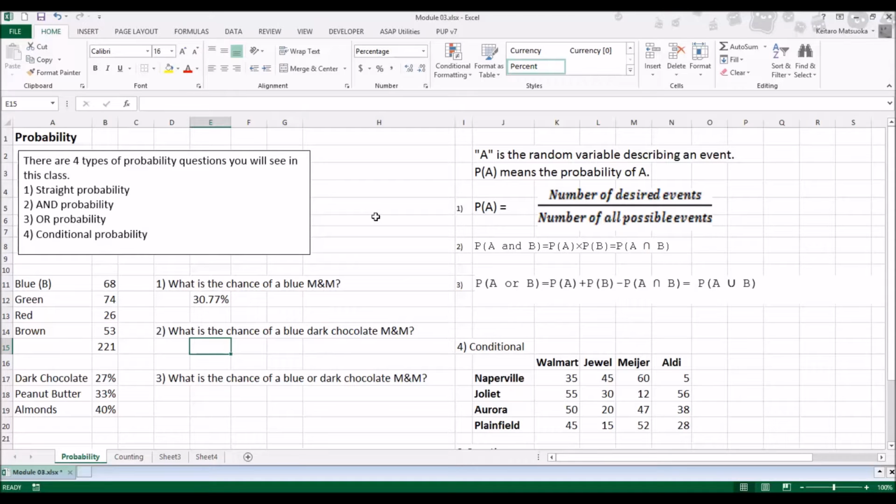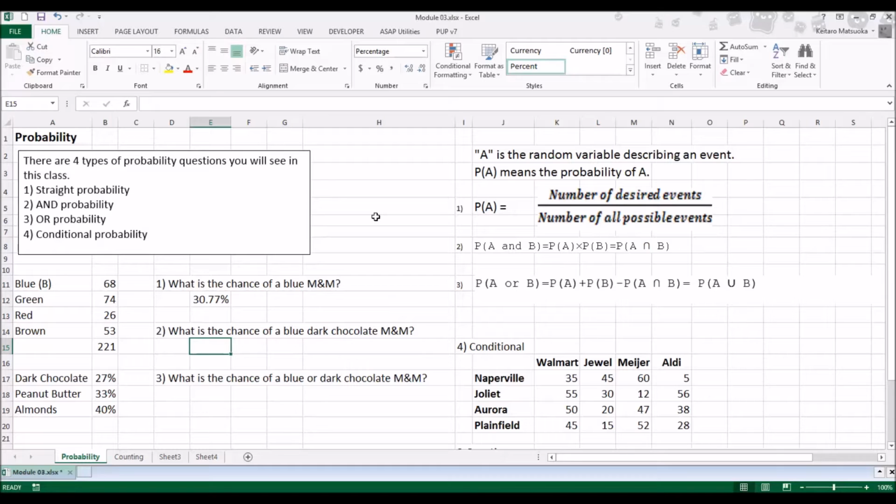The next question is, what is the chance of a blue dark chocolate M&M? Here's a little tricky. This is an and probability question, but you do not see the word and. That's because it's implied. In everyday language, we don't say something like blue and dark chocolate M&M. We just simply say blue dark chocolate M&M. So the and is implied in a question like number 2. So even if you don't see the word and, you should recognize it's an and probability.